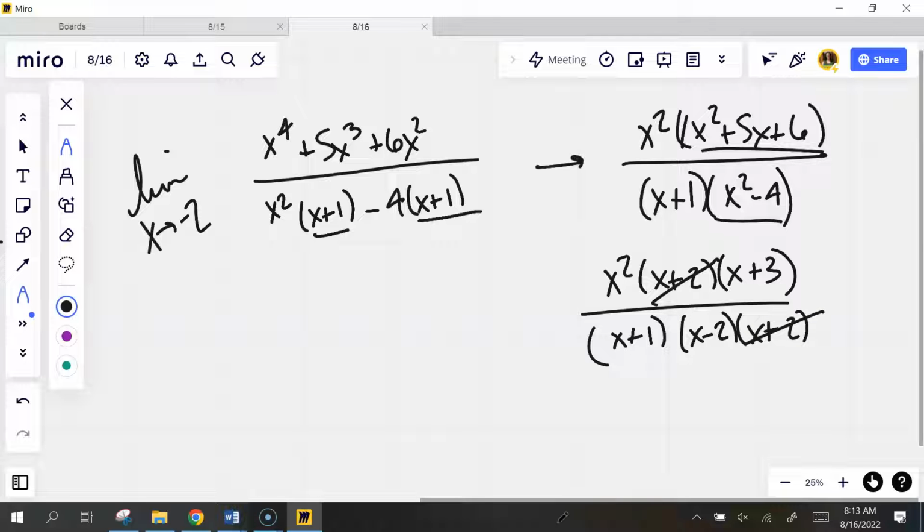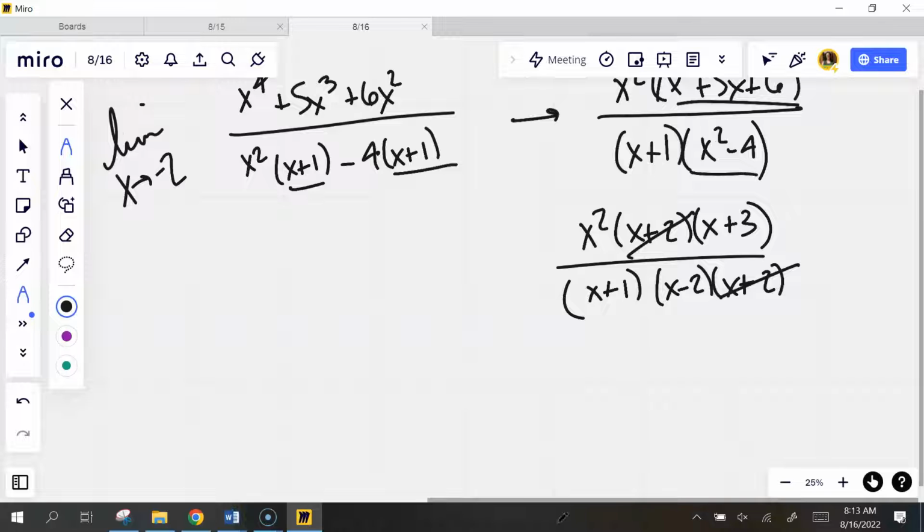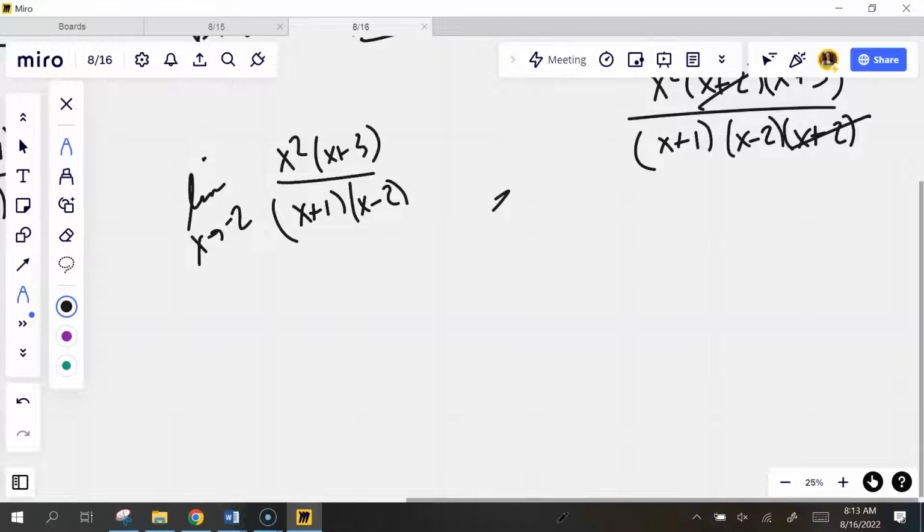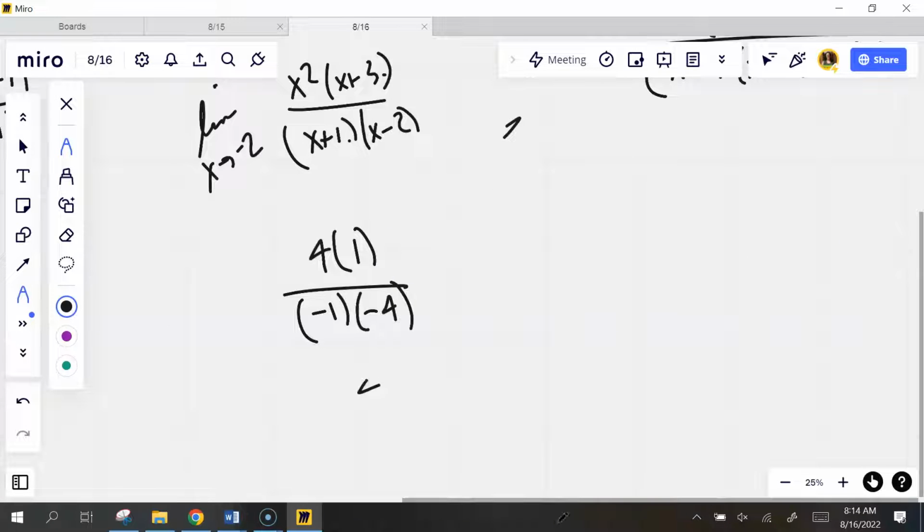Remove that discontinuity, and now I'm going to negative 2. See if I can plug in now. Hopefully I can. X squared, x plus 3, x plus 1, x minus 2. Negative 2 squared would be 4. Negative 2 plus 3 is 1. Negative 2 plus 1 is negative 1. Negative 2 minus 2 would be negative 4. And I end up with 4 over 4, which is 1. All that work to get 1.